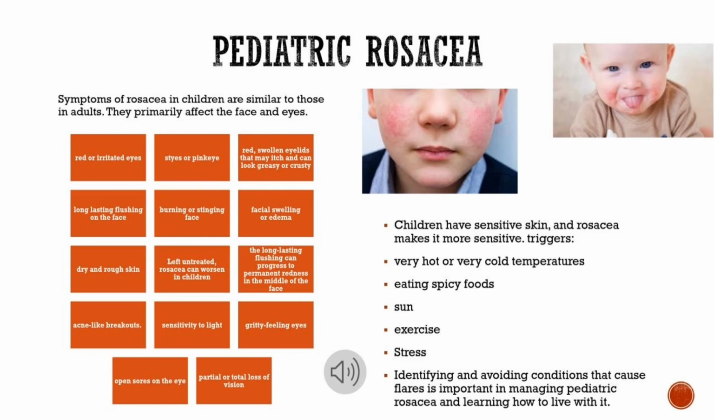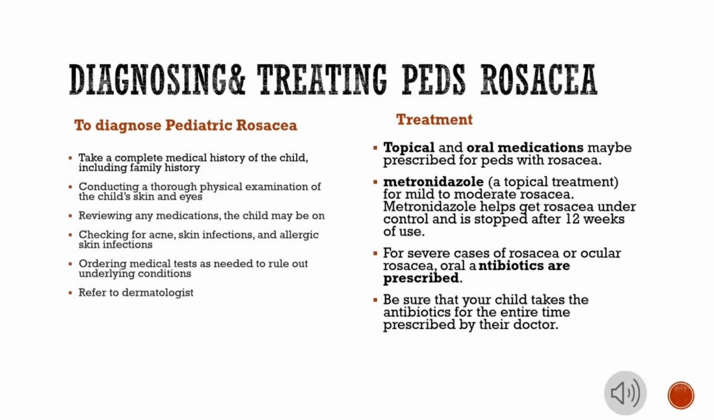Pediatric rosacea. Symptoms of rosacea in children are similar to those in adults. They primarily affect the face and the eyes. Red or irritated eyes, styes or pink eye, red swollen eyelids that may itch and can look greasy or crusty, long-lasting flushing on the face, burning or stinging face, facial swelling or edema, dry and rough skin. If left untreated, rosacea can worsen in children.